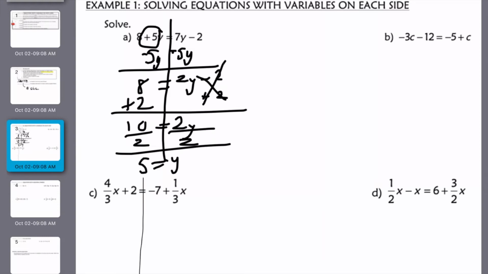So I'm going to subtract 1/3 x first on both sides. And that eliminates these. And 4/3 minus 1/3 is actually just 3/3, or 1. So I'm left with just x. x plus 2 equals negative 7.